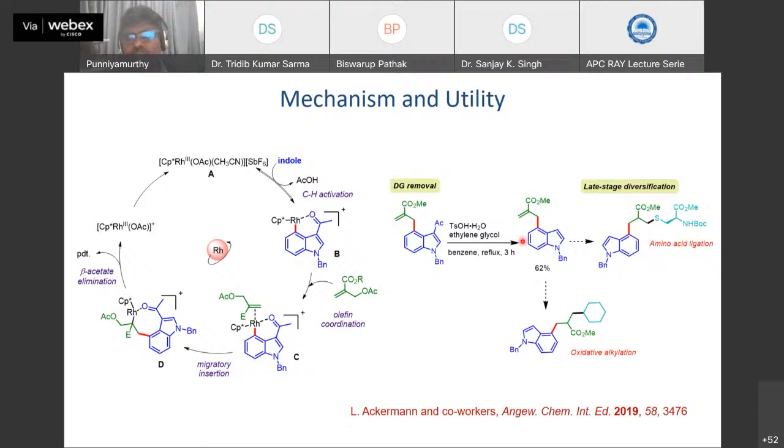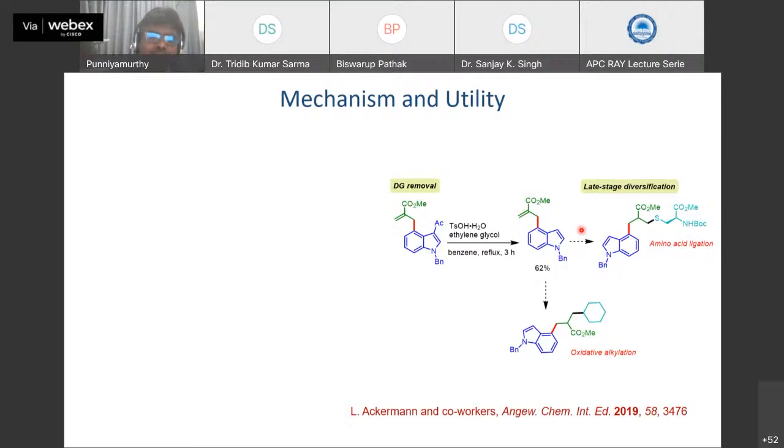Similarly, you can also try to react by oxidative addition. A variety of reactions you can do here. You can use it as a substrate precursor to construct a variety of indole-based derivatives. So we have just seen the allylation, alkylation, and alkylation of indole at the C4 position.